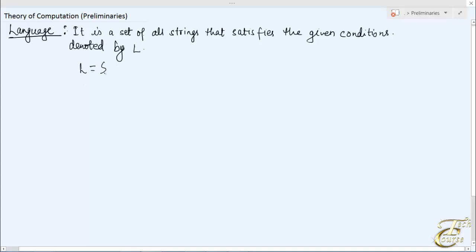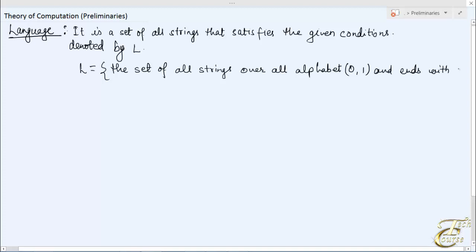For example, if L equals the set of all strings over the alphabet 0 and 1 that start with 1 and end with 1, this is one language. The set of strings included in this language are 1, since it is a string composed from the symbol 1 and ends with 1. Similarly, 0 1, since it is also composed from the symbols 0 and 1 and has 1 at its end. Similarly, 0 0 1, 1 0 1, 1 1 1, and so on.